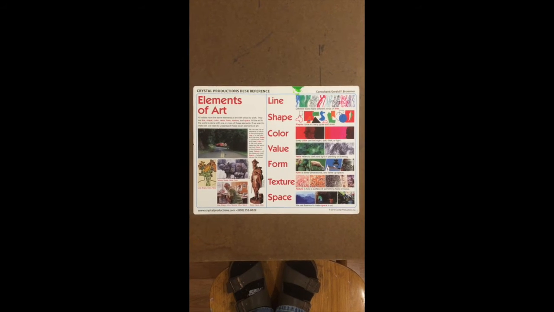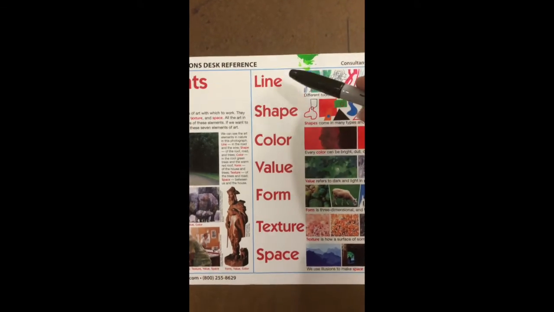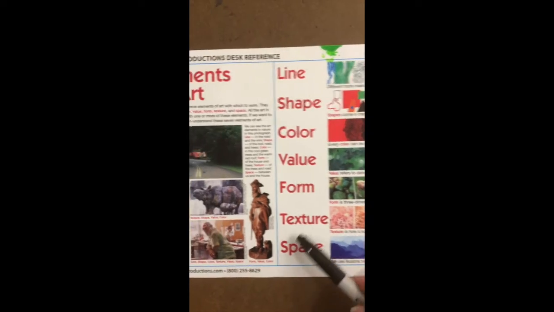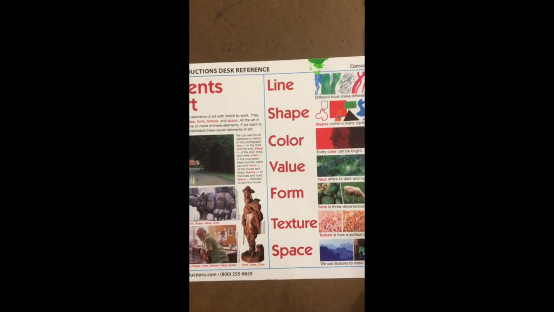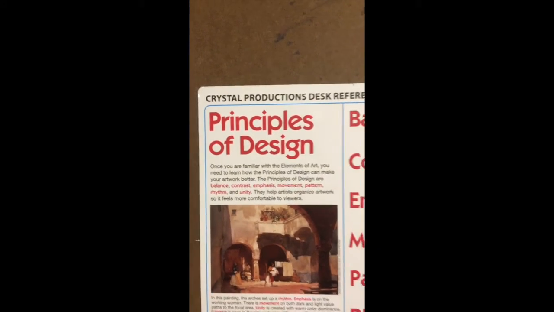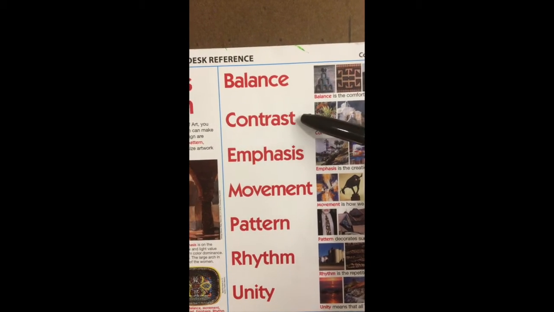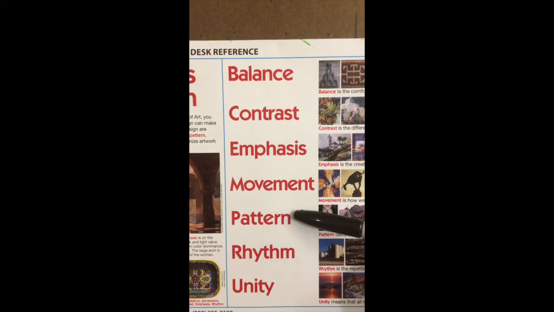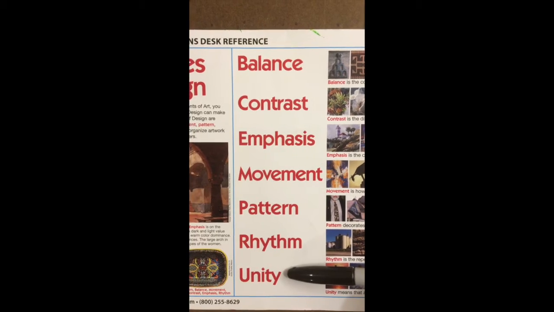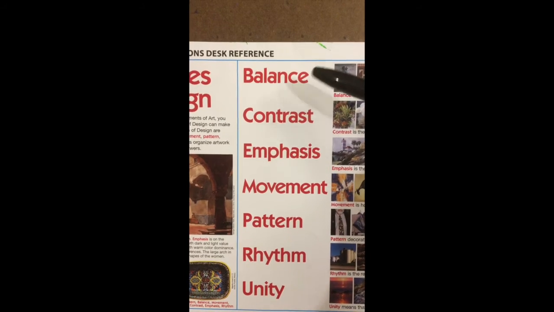Back to our chart here with the elements of art, just a real quick review. We've done line, we've done shape, we've done color, we've done value, and we've talked about form as well. We're going to save texture and space for right now. I'm going to turn over the card to the principles of design. On this part, we've talked about contrast, we've talked about pattern, and we've talked a little bit about unity, making things look and feel like they all go together. And in this lesson, for this assignment, we're going to talk a lot about balance.